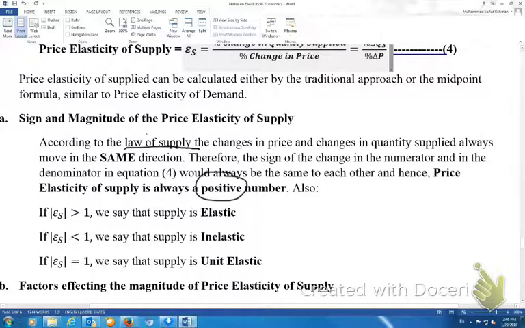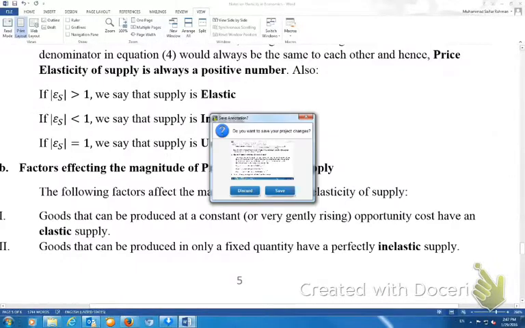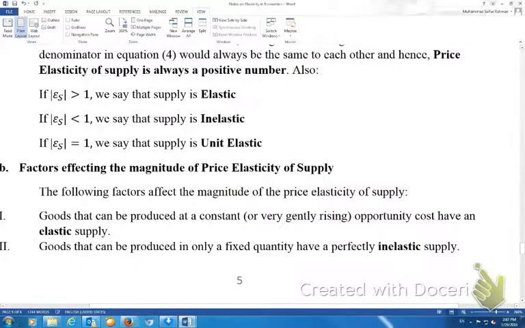Just like the price elasticity of demand, if the magnitude of the elasticity is greater than 1, we call it elastic. If it is less than 1, we call it inelastic. If it is equal to 1, we call it unit elastic. Okay, now let us spend a little bit of time trying to understand the factors that affect the magnitude of the price elasticity of supply.